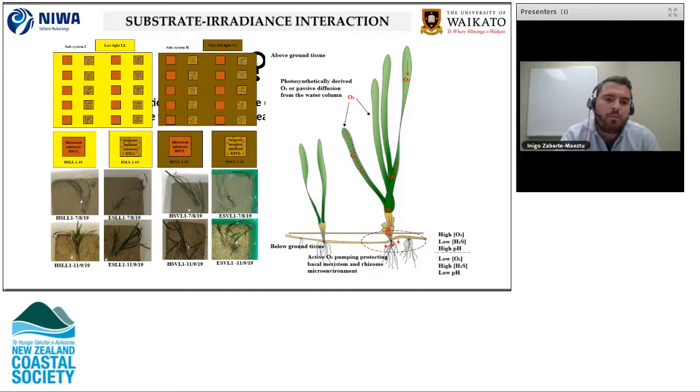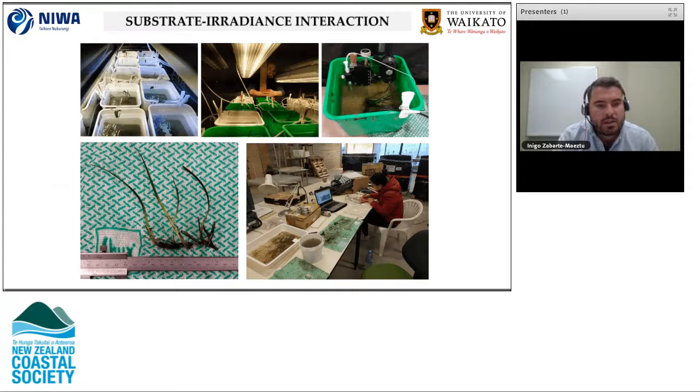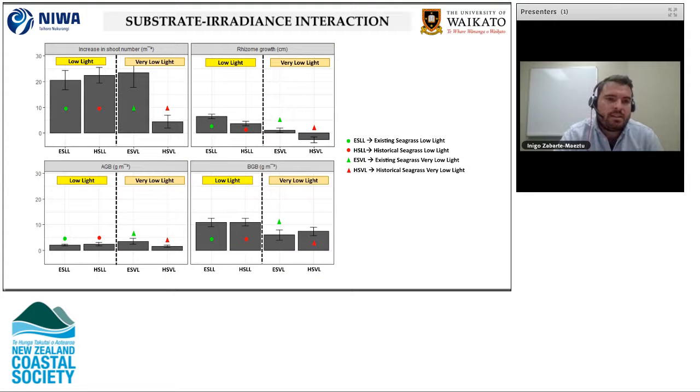We exposed seagrass for 6 weeks in this experiment, and this is, of course, easier said than done. We needed to work a lot and do the experiment twice in order to get to the results. Once we got the main results, they are as follows. What you can see in the top left plot is the increase in shoot number of our planted seagrass, and the increase in shoot number is mainly driven by the effect of light, and also the effect of the substrate, and the interaction between both.